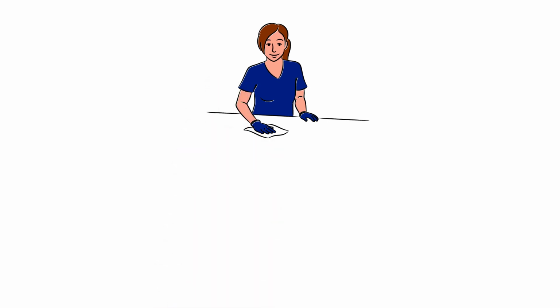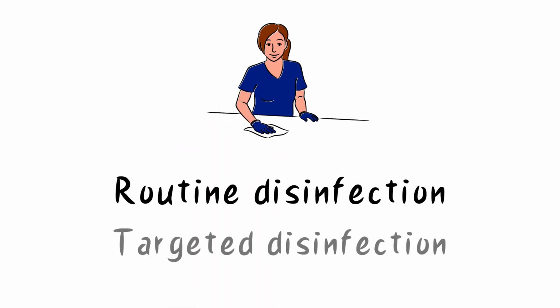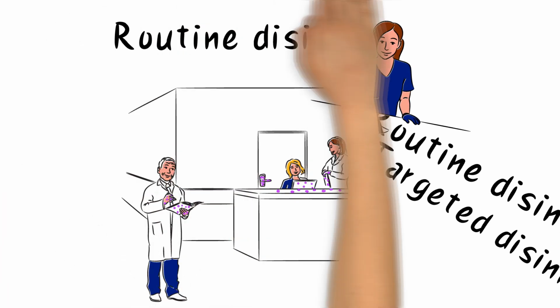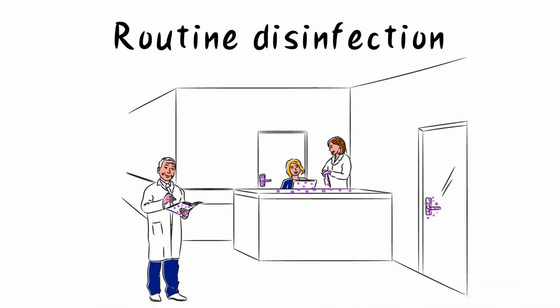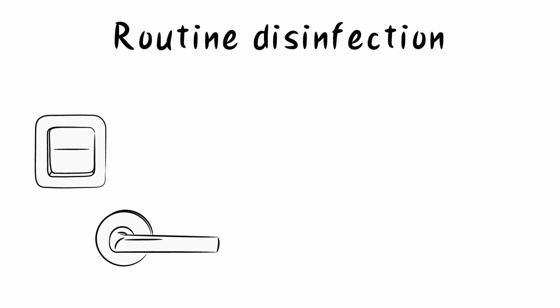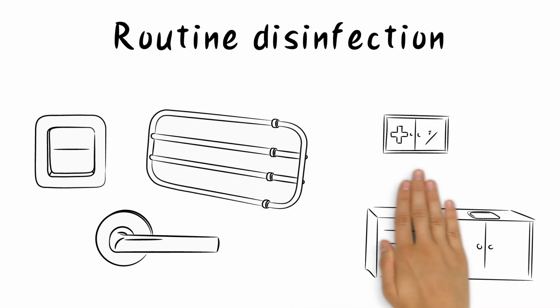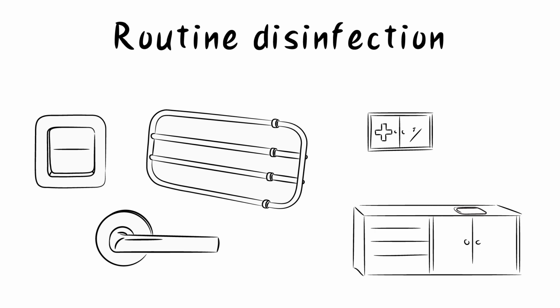There are two types of surface disinfection: routine disinfection and targeted disinfection. Routine disinfection prevents the spread of pathogens in everyday work. It's performed on all surfaces with frequent skin and hand contact, for example, bed frames, as well as surfaces used for aseptic work like the preparation of medications.